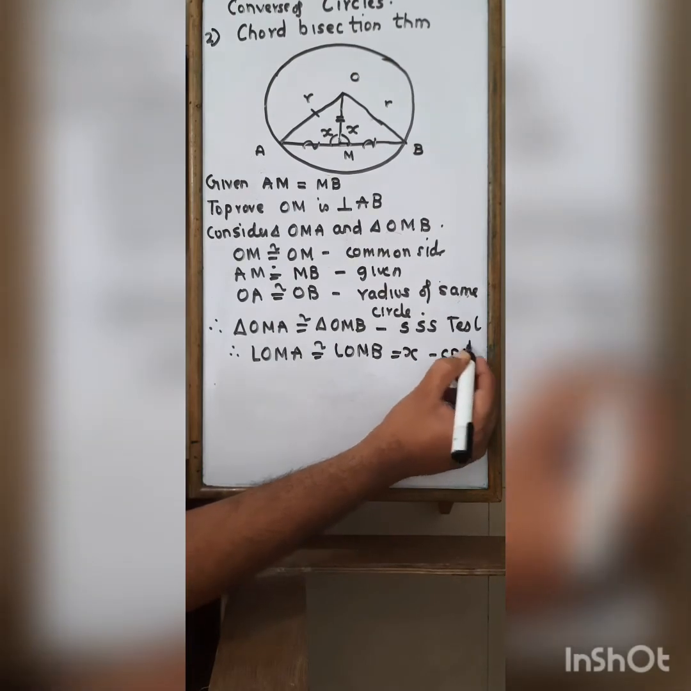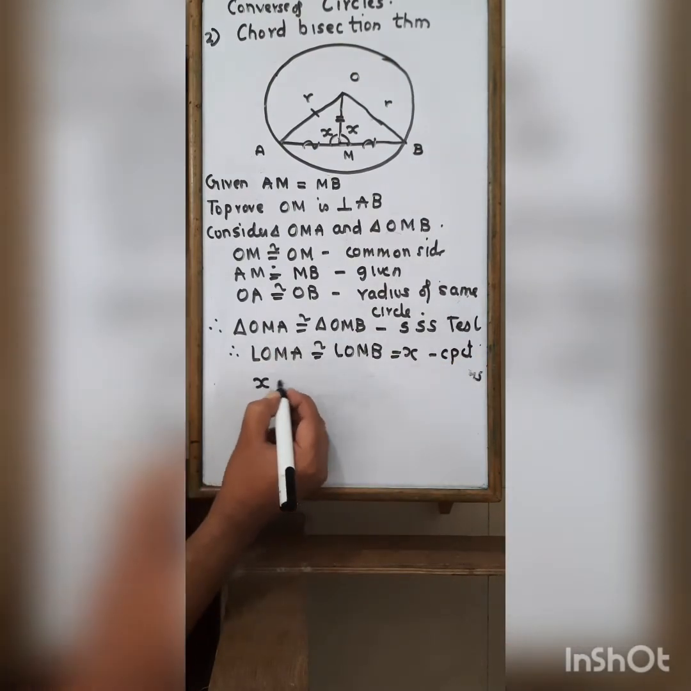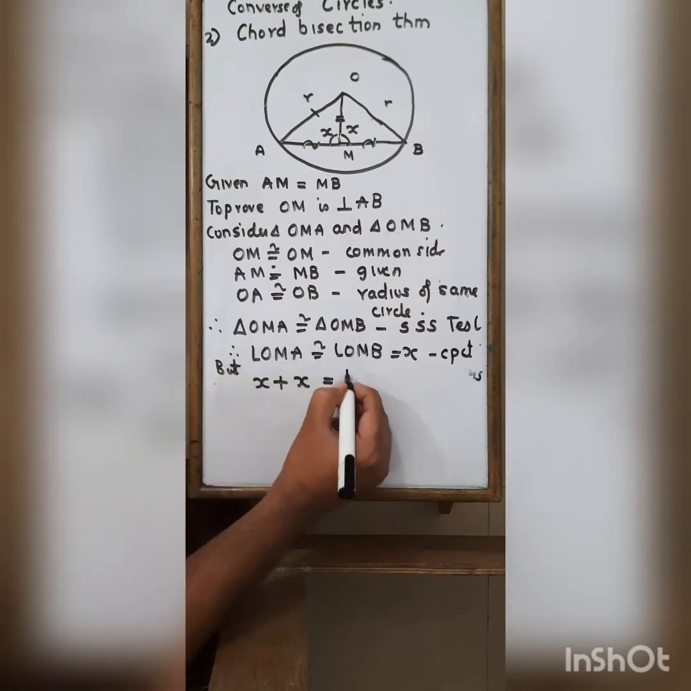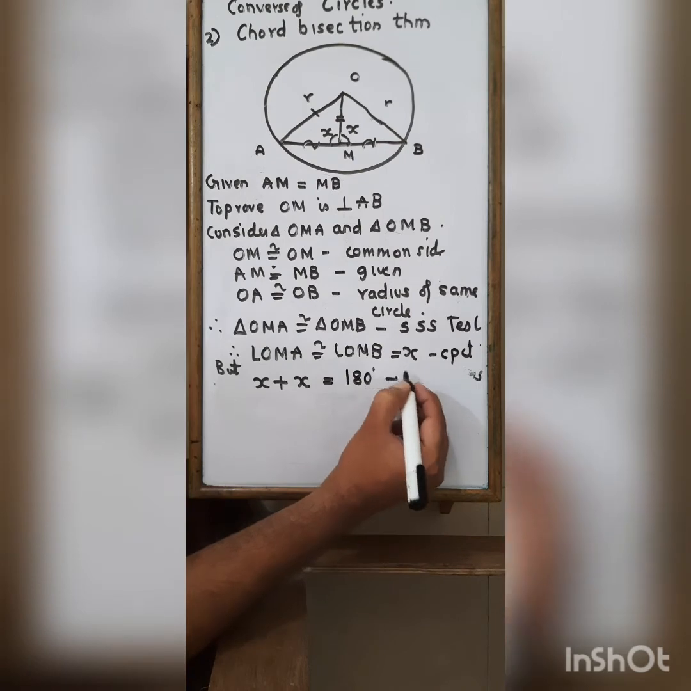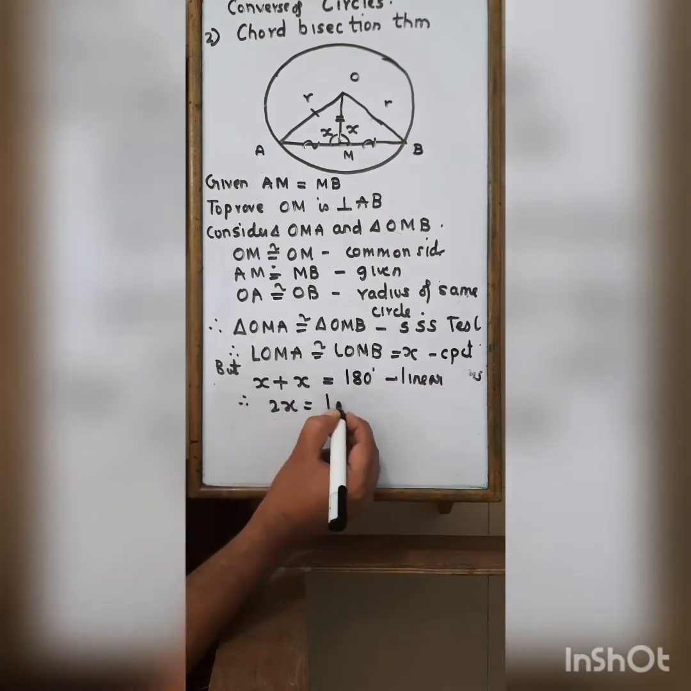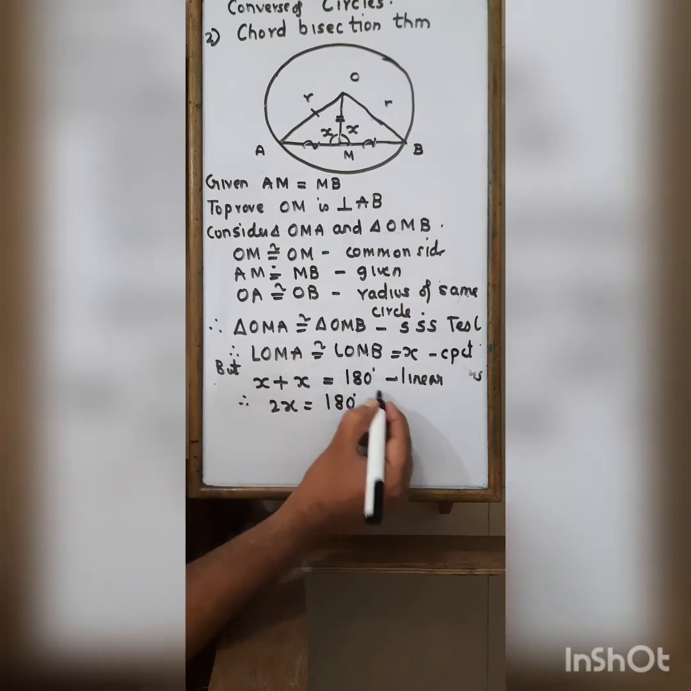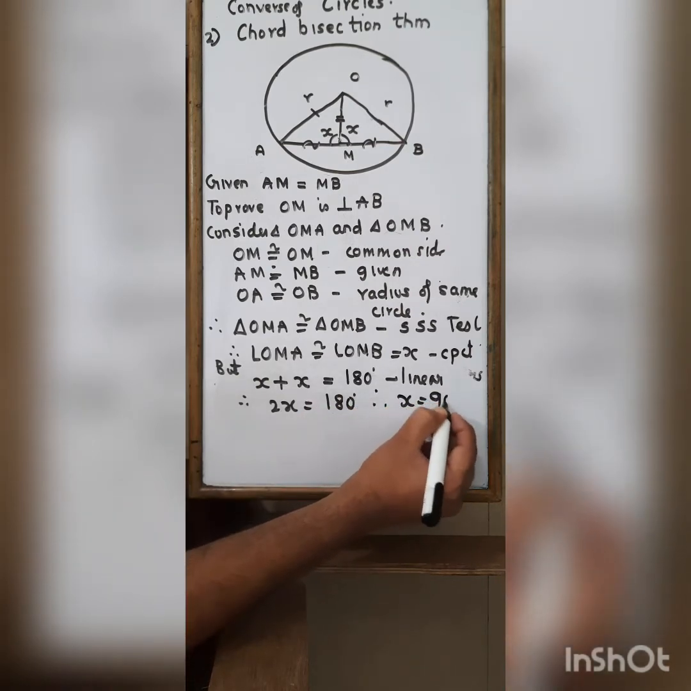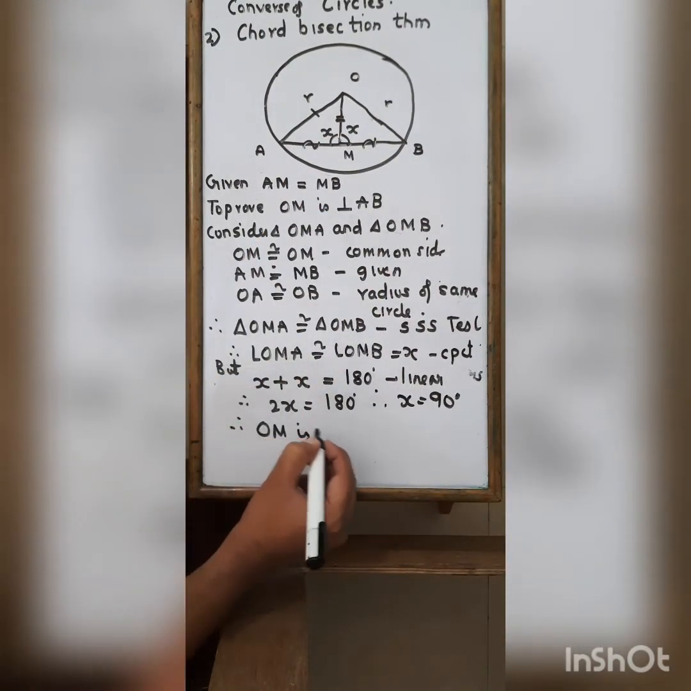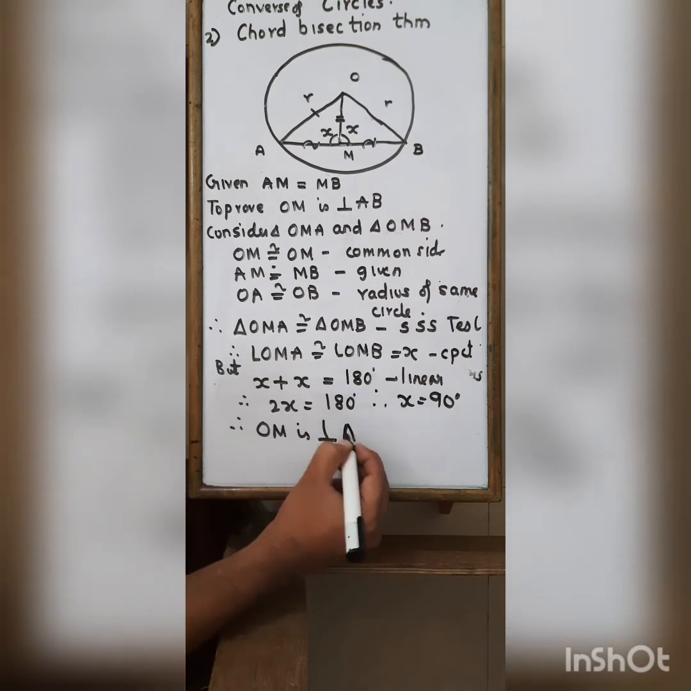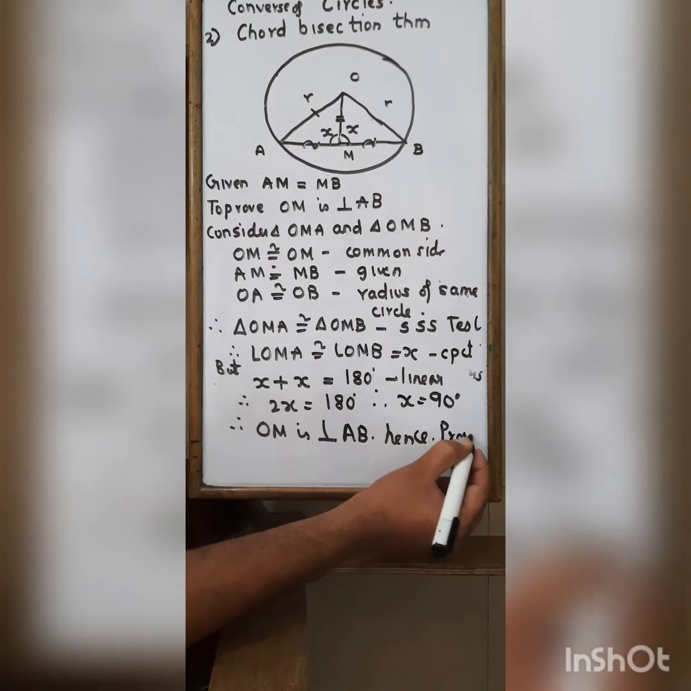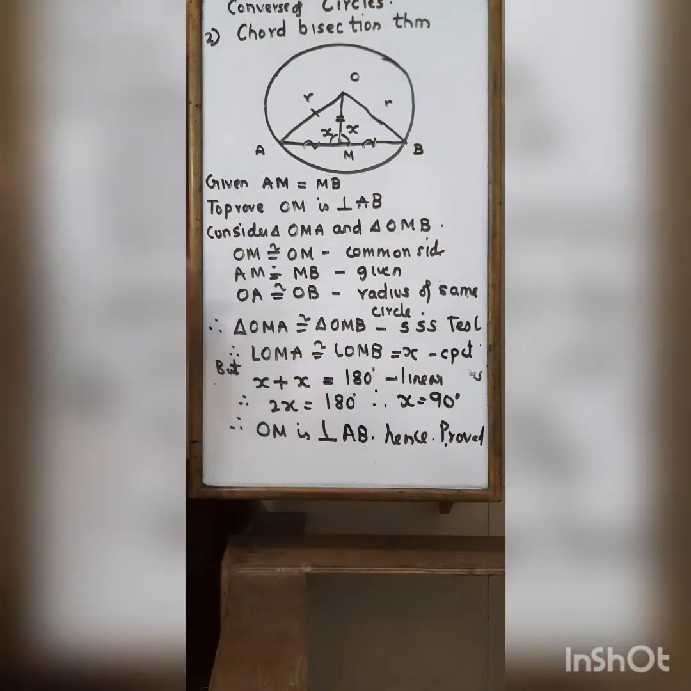CPCT. But can I say x plus x equal to 180 degree? It is a linear pair, right? So therefore 2x is equal to 180 degree. Therefore x is equal to 90 degree. So x is 90 degree. Therefore OM is perpendicular to AB and hence proved. I hope you all understood. Please note it down.